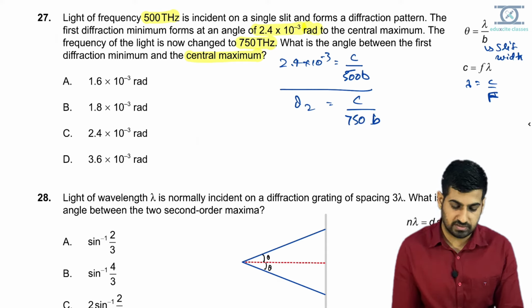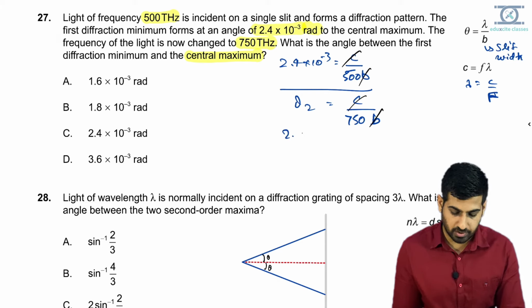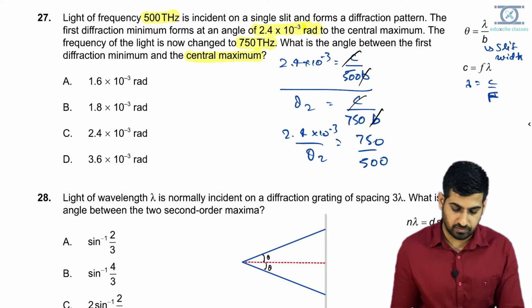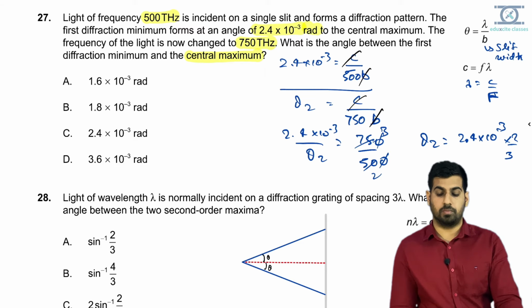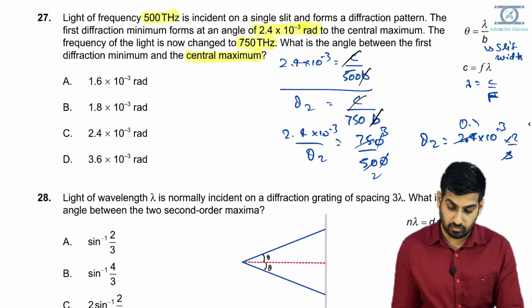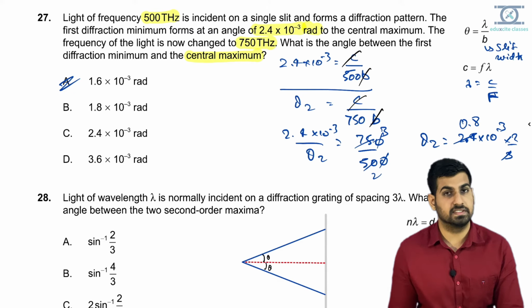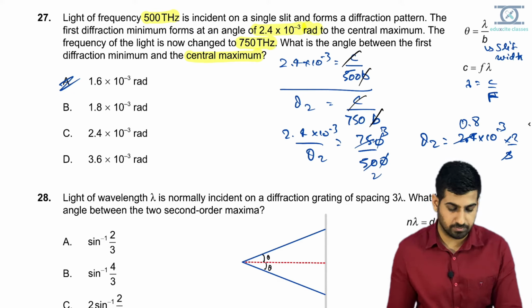So now you can see here c and b get cancelled. So I can write 2.4 into 10 raised to power minus 3 upon theta 2 equals 750 upon 500. If you solve this, you will get 2 by 3. So theta 2 will be 2.4 into 10 raised to power minus 3 times 2 by 3. So 2.4 divided by 3 is 0.8, 0.8 into 2 is 1.6. So option A is the right answer. You just have to do the simple calculation.